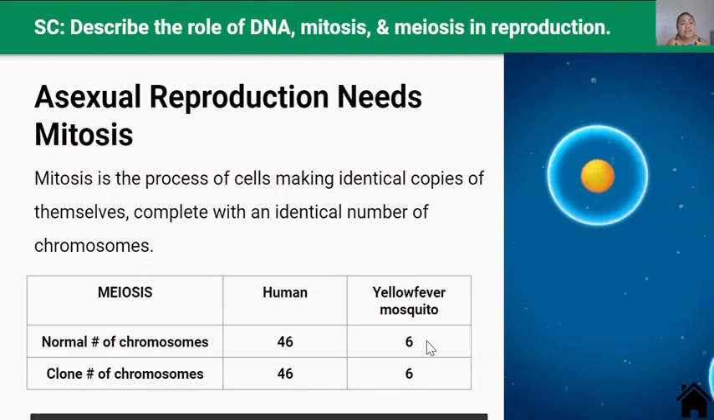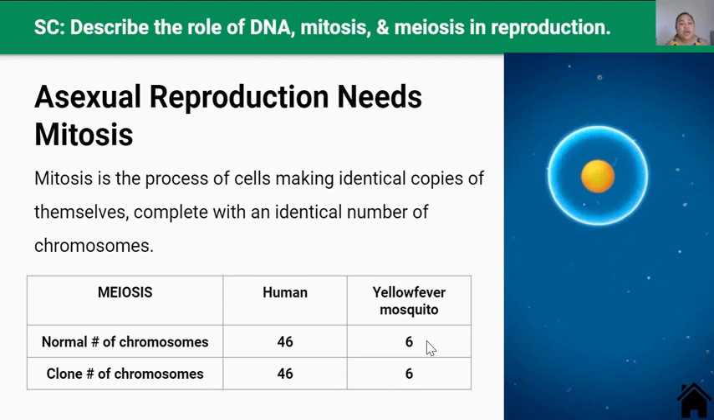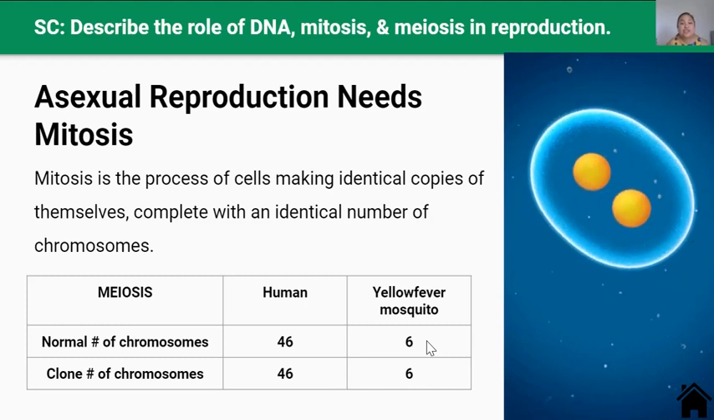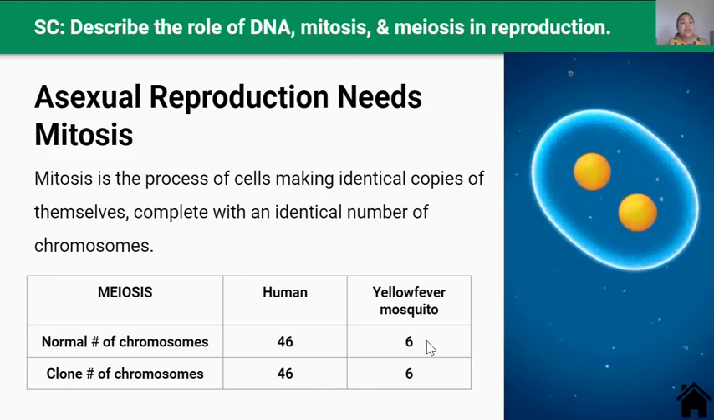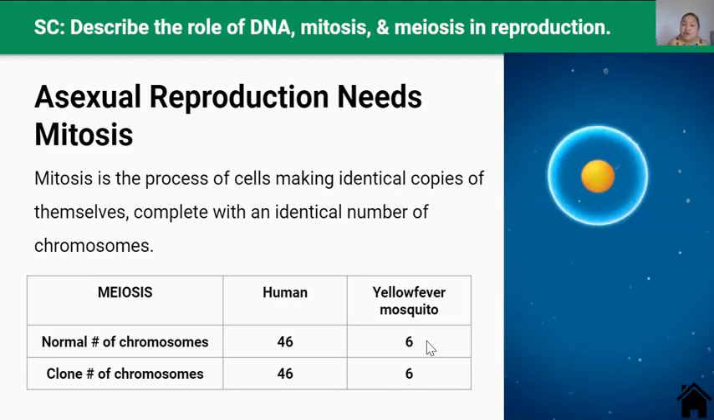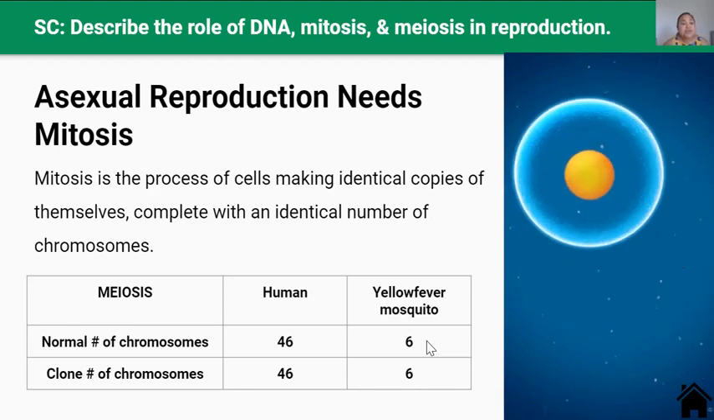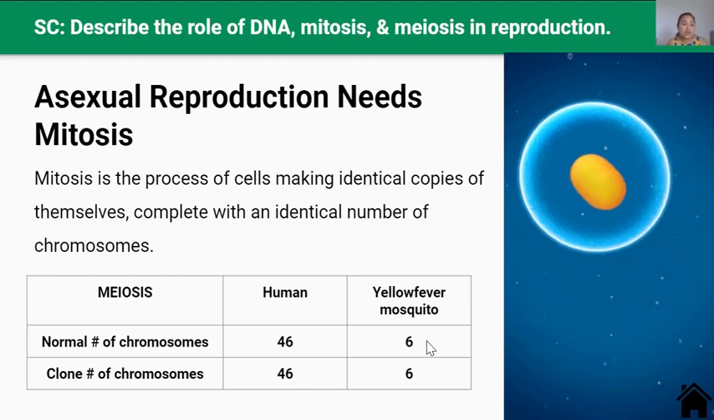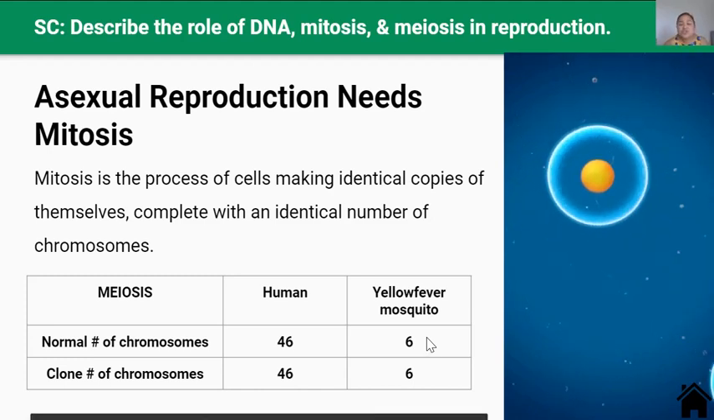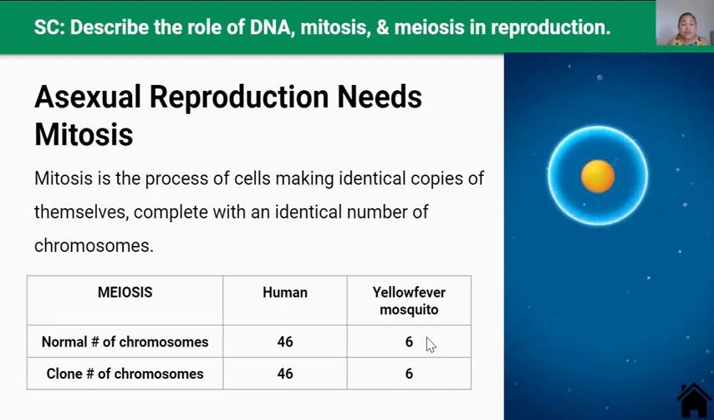So how does asexual reproduction actually happen? It happens through a process called mitosis. You need to know this word, mitosis. Basically, a cell with the normal number of chromosomes just makes an identical copy of itself to produce an identical cell with the normal number of chromosomes. This mitosis process isn't just used for asexual reproduction, it's also used for growth, repair, and wound healing.